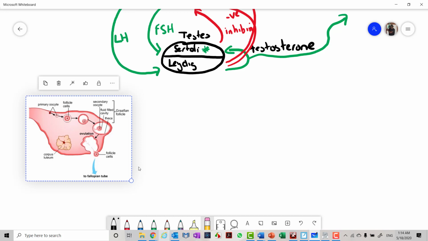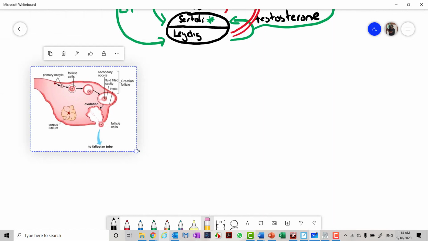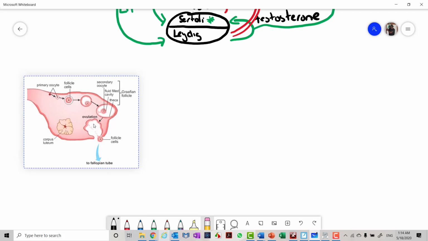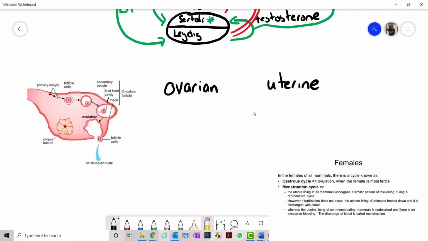But anyway, we're focusing on the human, and I can't really go into a lot of detail because we're shortening this lesson. So, with the female, there are two major cycles that we're going to focus on. These two cycles work with each other, but they are different cycles. One of them is the ovarian cycle, and the other one is the uterine cycle. The ovarian cycle focuses on the ova, or the egg. The uterine cycle focuses on the uterus, or the endometrium.